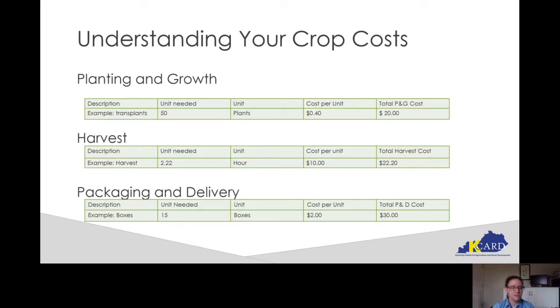What about the cost of harvest? Maybe you have to pay employees to help harvest, and it takes about 2¼ hours to harvest a 100-foot row of tomatoes. It costs you $10 per hour. So that's going to cost you $22.20. So what about packaging and delivery? You need 15 boxes to put the tomatoes in. It costs you $2 a box, so that's going to be $30 for packaging and delivery.